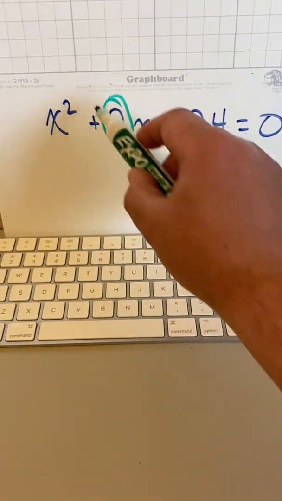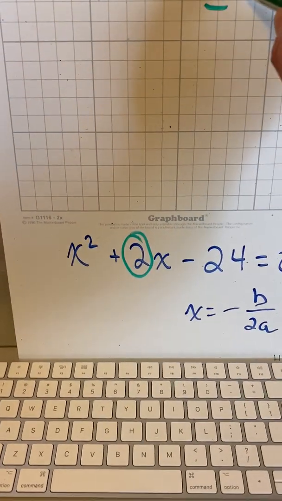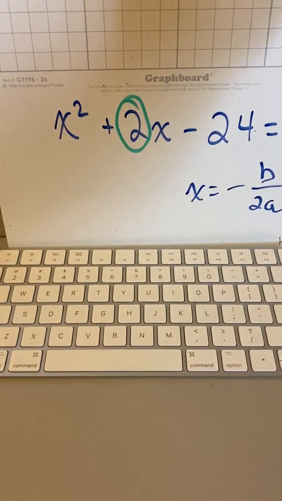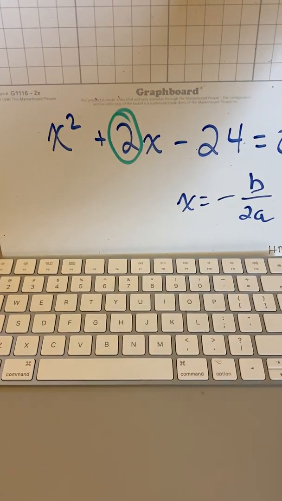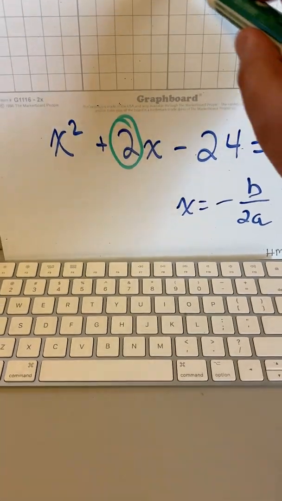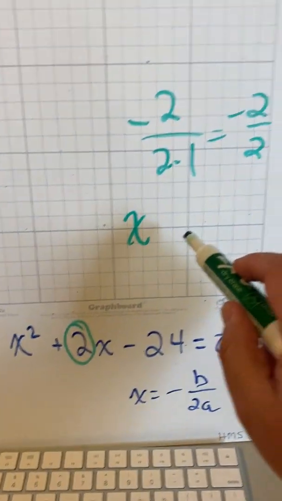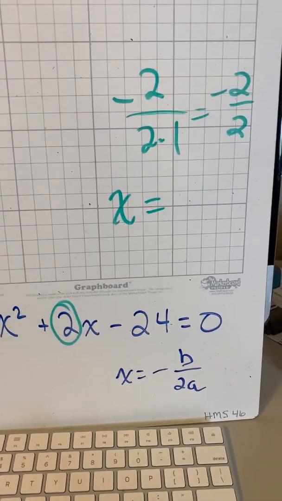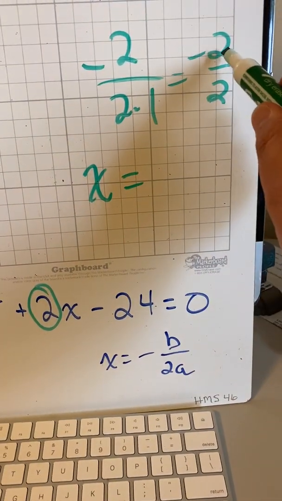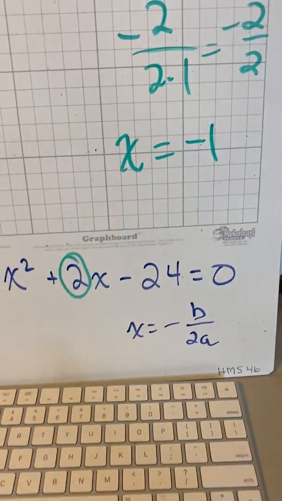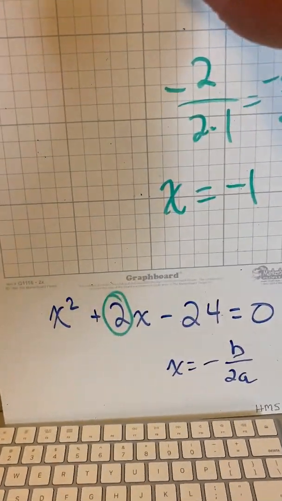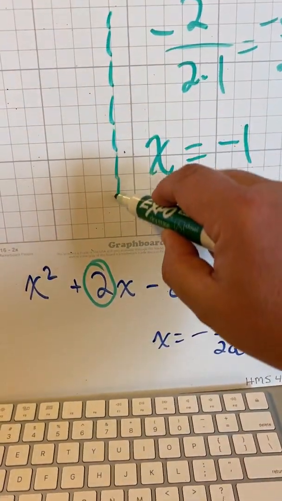Well, this is b, so I have negative 2 over 2 times a, and a is 1, so it's 2 times 1, which turns into negative 2 over 2. Negative 2 divided by 2 is negative 1. That is your axis of symmetry. That's your midway point. So this goes like that.